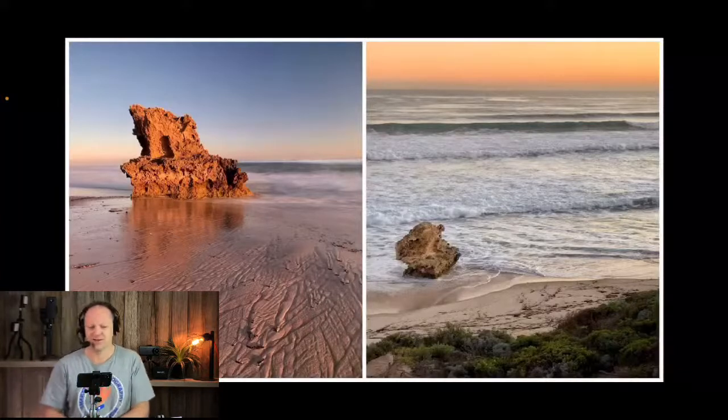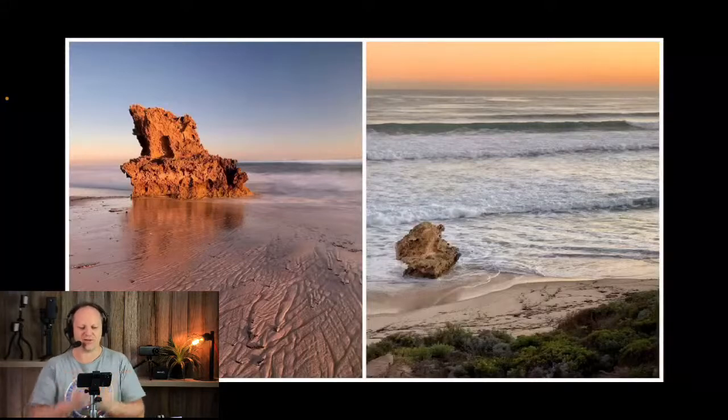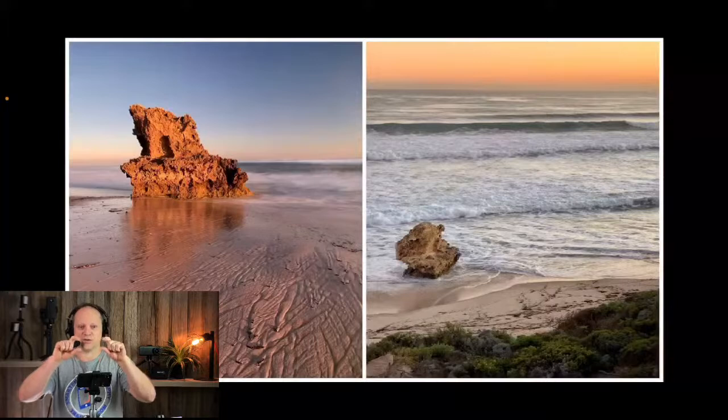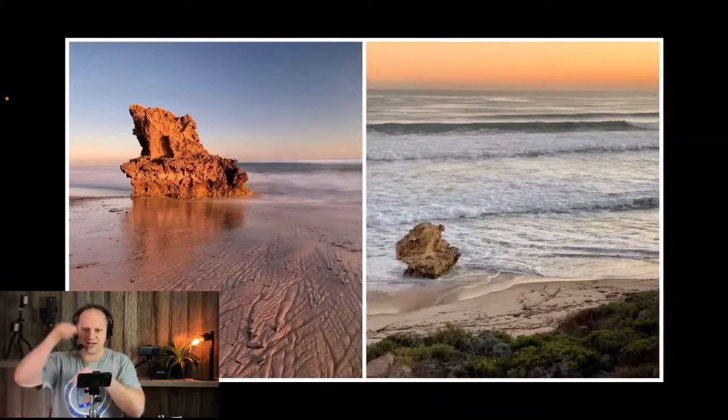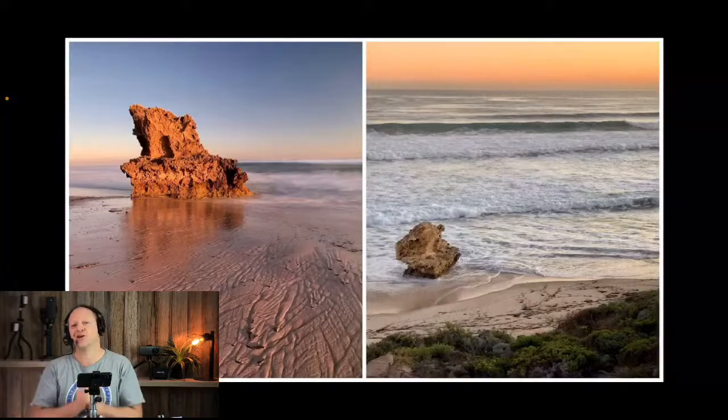Does that make sense? I hope it does. You can see it here visually. One, get down nice and low, get down to sea level. The sea will be a small amount. Get up higher, shooting down, the sea will actually fill up more of the frame. So it depends what your intention is with the photo.